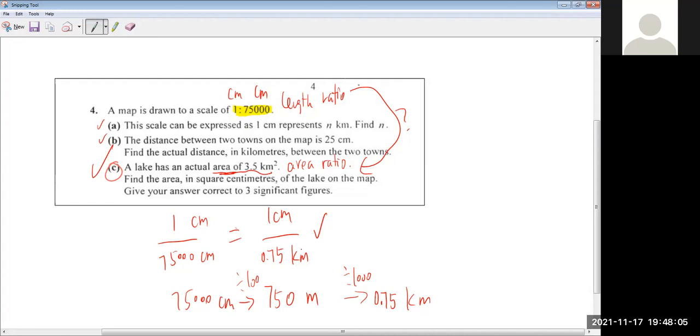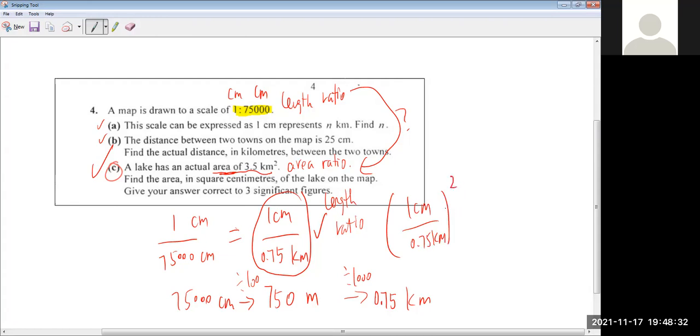Once I get this right, then I can make use of this length ratio. This length ratio in terms of cm and km, I can change it to area ratio. And do you know how to convert length ratio to area ratio? Yes. You just square it. Just square this thing.